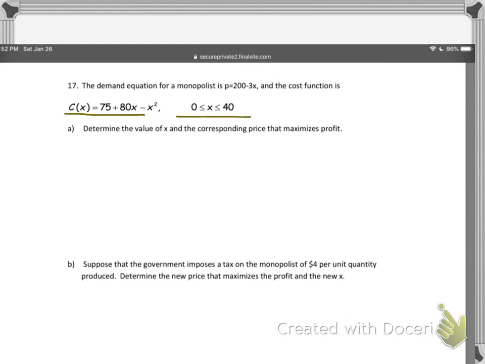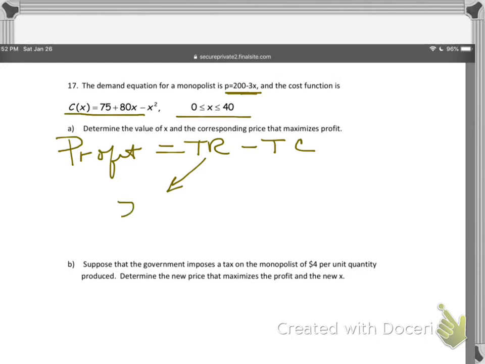Determine the value of x and the corresponding price that maximizes profit. So first off, we need to remember that profit equals total revenue minus total cost. So what's total revenue? Total revenue is price times quantity. So the quantity is x, the price is 200 minus 3x, so therefore the total revenue is 200x minus 3x squared, because that is price times quantity.